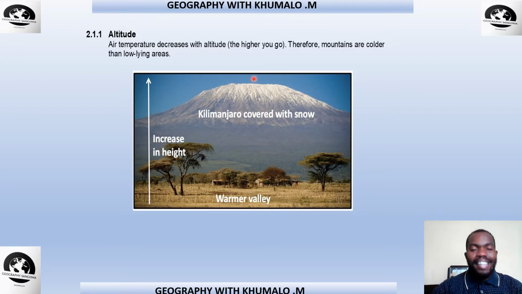It means the higher you go, the colder it becomes. The higher you go, the colder it becomes. Yes, you can continue saying it. The higher you go, the colder it becomes. That is the effect of altitude.